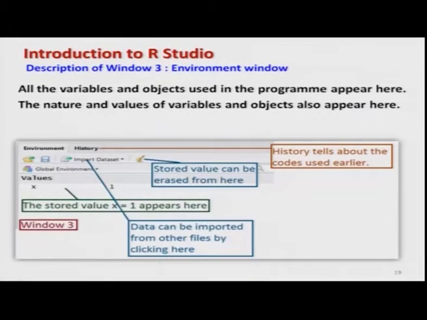Okay. So now I come to window number 3. In window number 3, you can see that it has different types of things. For example, first look at this part. This part shows x equal to 1. That means I had already defined a variable which takes the value 1. So it is indicating that there exists a variable whose name is x and which is taking the value 1.